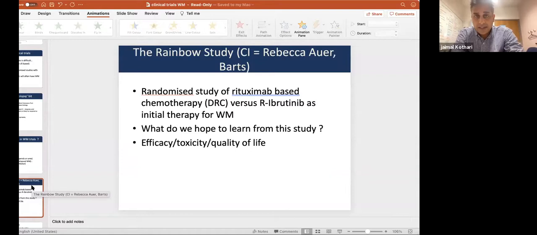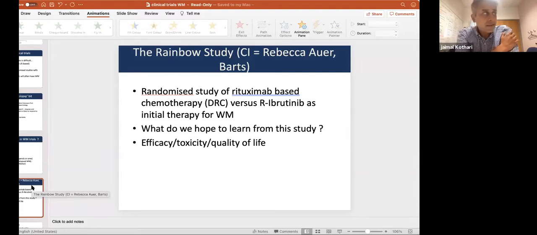I think what everyone accepts is that which combination you have first is not going to affect how long you live, okay? So it's not going to affect what we call overall survival, because on balance, people who have DRC first, when they progress, will have some sort of BTK inhibitor as second-line treatment in most situations. So then you get control later on down the line with a BTK inhibitor.